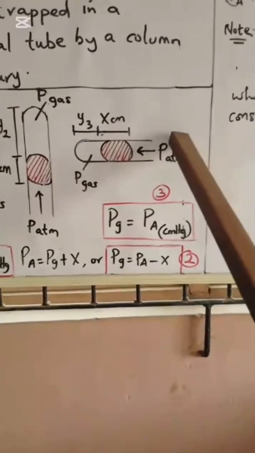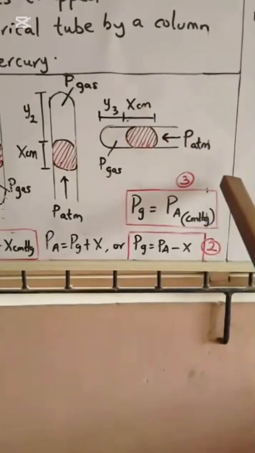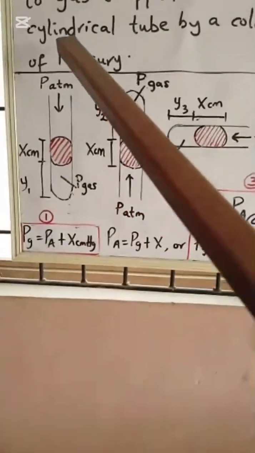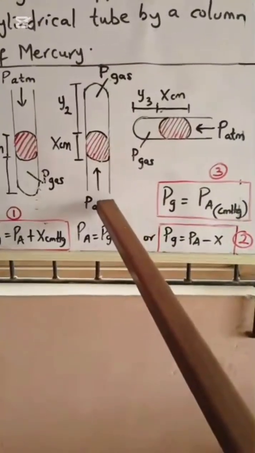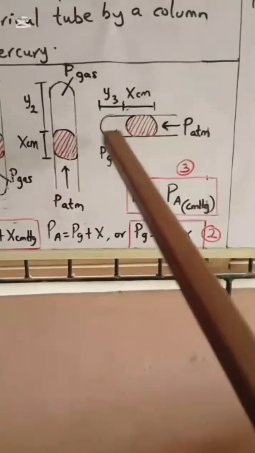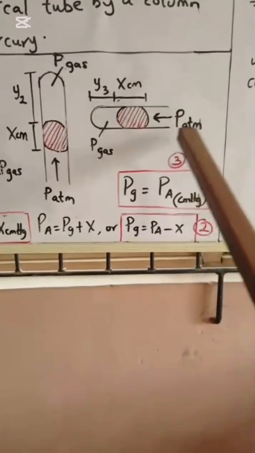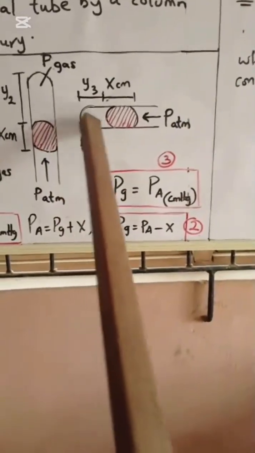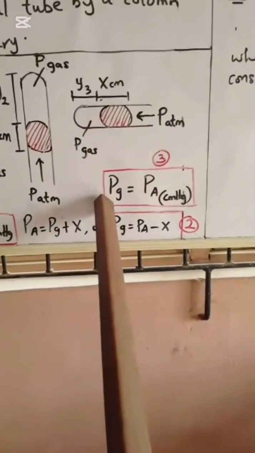Now for the third case, where you have the cylindrical tube in a horizontal position. So first case, vertical position, open at the top. Second case, vertical position, open at the bottom. While the third case, horizontal position. Now gravity is not really working here, so the atmospheric pressure is basically equal to the pressure exerted by the trapped gas. So take that the trapped gas should be equal to more or less the atmospheric pressure.